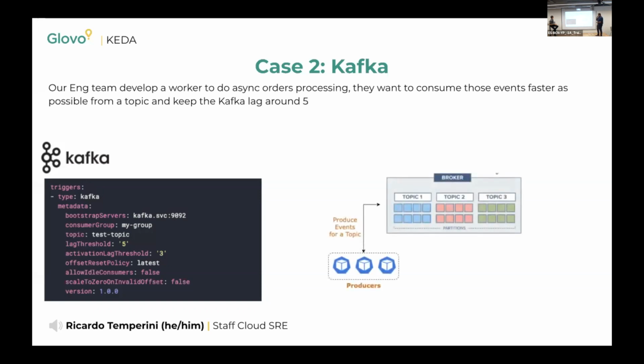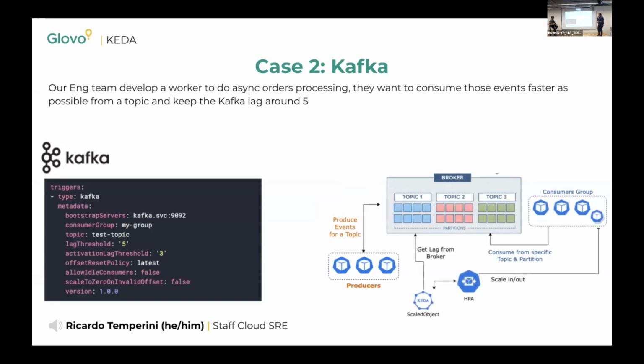So let's see a little bit how it's architected here. You have a producer that is pushing something to a specific topic. You have different partitions for a topic, and you have consumer groups that are connected to a topic and partition. So the scaled object for Keda is monitoring the Kafka broker and getting the lag for that topic and that consumer group, and then defining this metric and exposing it to HPA, and HPA is scaling up and scaling down based on that metric.